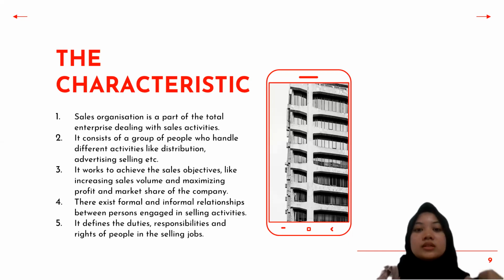The first is sales organization is part of the total enterprise dealing with sales activity. The second is it consists of a group of people who handle different activities like distribution, advertising, selling, etc. It works to achieve the sales objectives like increasing sales volume and maximizing profit and market share of the company. And the next is there exists formal and informal relationships between persons engaged in selling activities, and it defines the duties, responsibilities, and rights of people in the selling job.